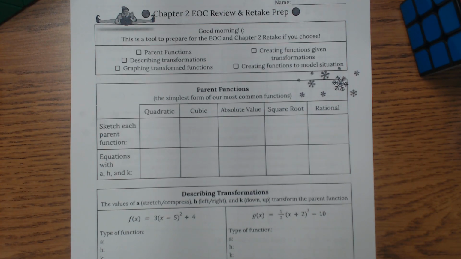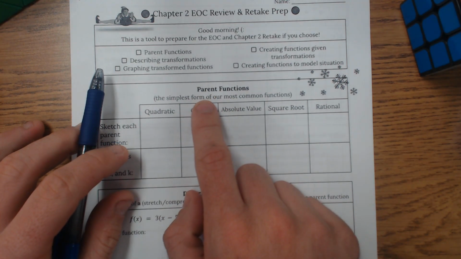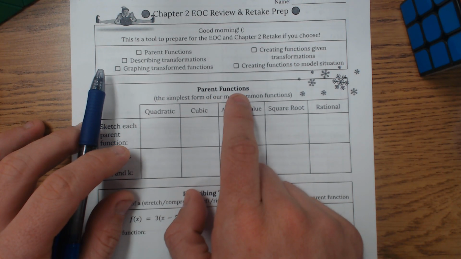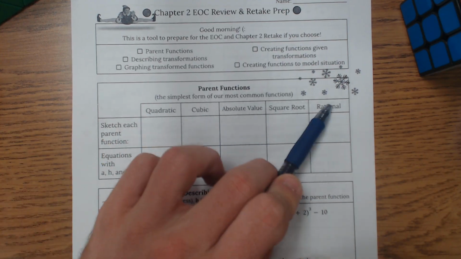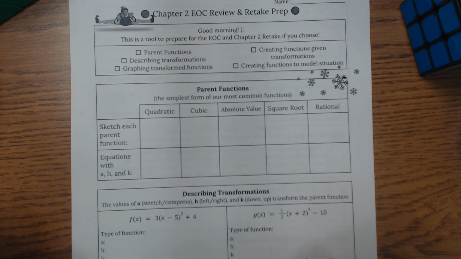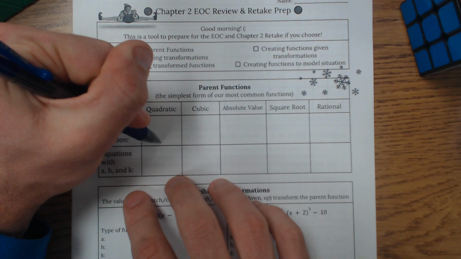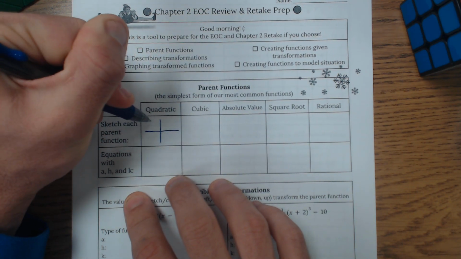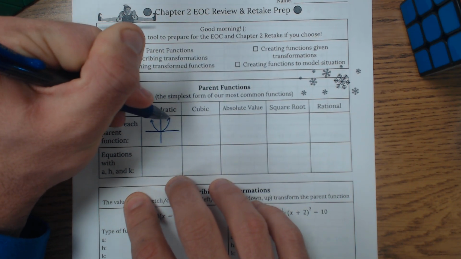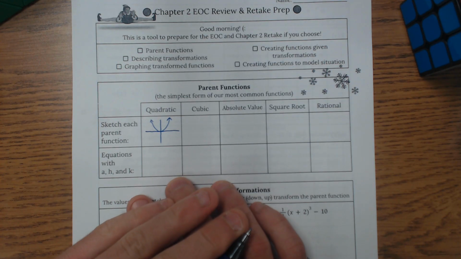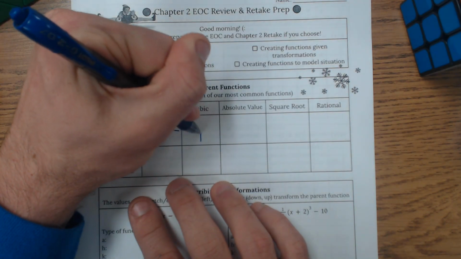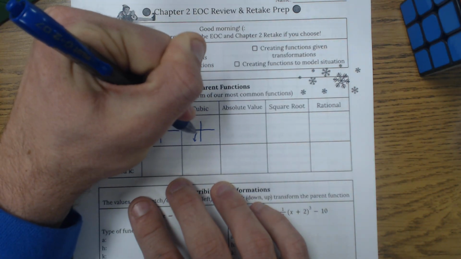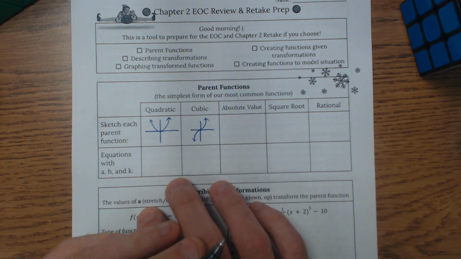Let's get it poppin'. What we've got is we're working with functions. We are taking these basic functions and transforming them in different ways. I'm going to show you a little sketch of each function. Quadratics form this nice little parabola. Cubics have this curve in them.